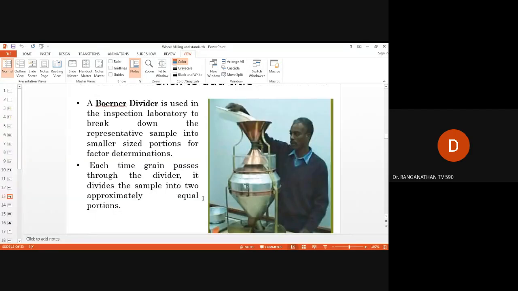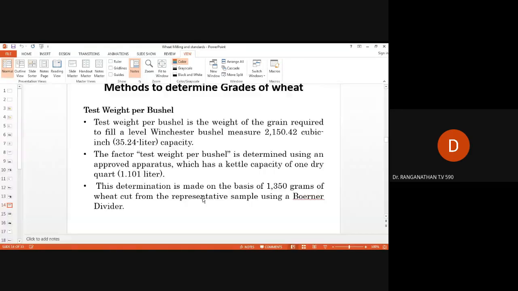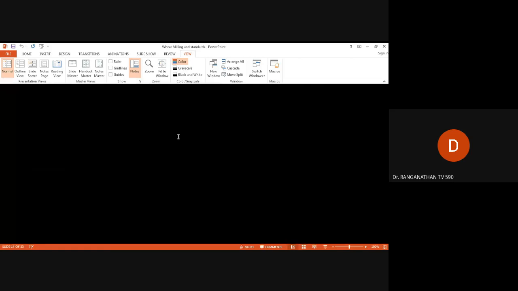I think we have already talked about the Boner divider. The other thing is the test weight per bushel. Again, and sorry for repeating, the test weight of a known number of grains is a standard followed for rice, wheat, and even millets, etc. Now, as I already told you, one is the length to breadth ratio. Second is the weight. So what is the weight of the particular grain is also found out.